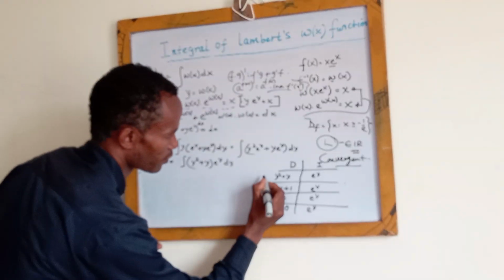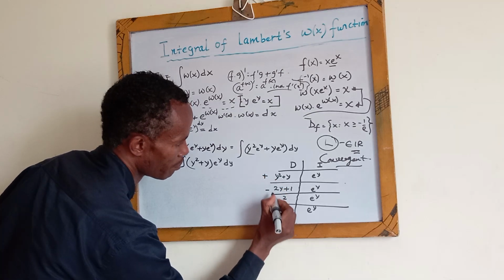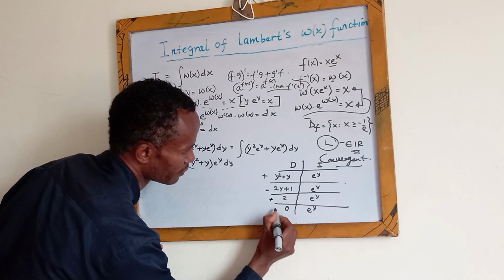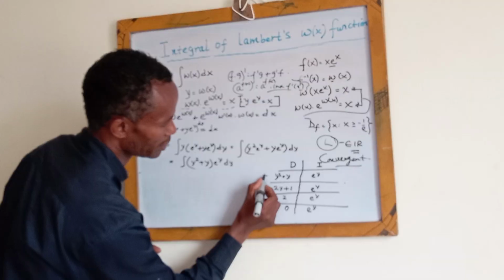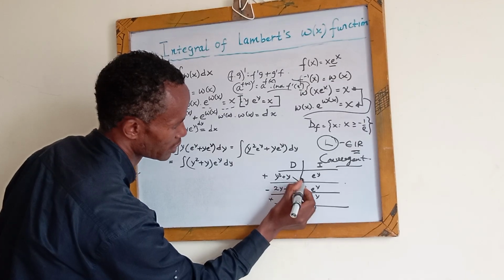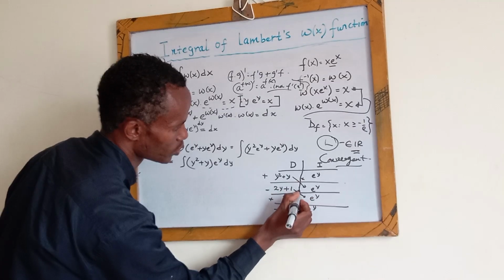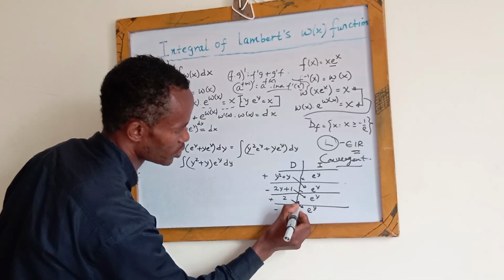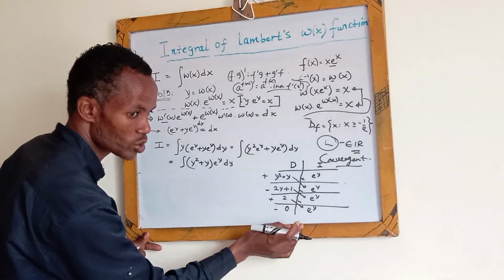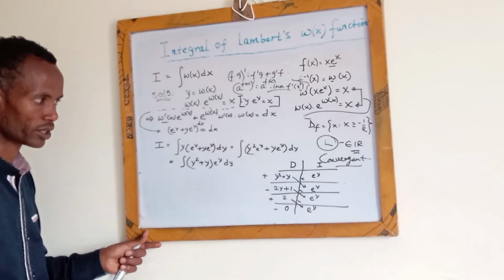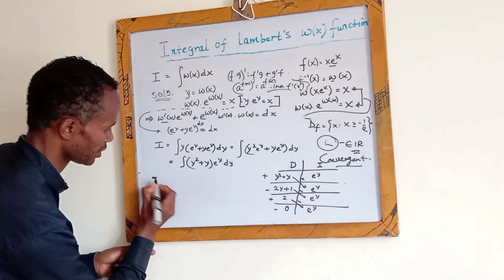Every time you start from positive: positive, negative, positive, negative. What does it mean? Positive means when you cross like this, it's positive. When you cross this one, it's negative. When you cross this one, it's negative. When you multiply this one, it's 0. So you rewrite it like this.